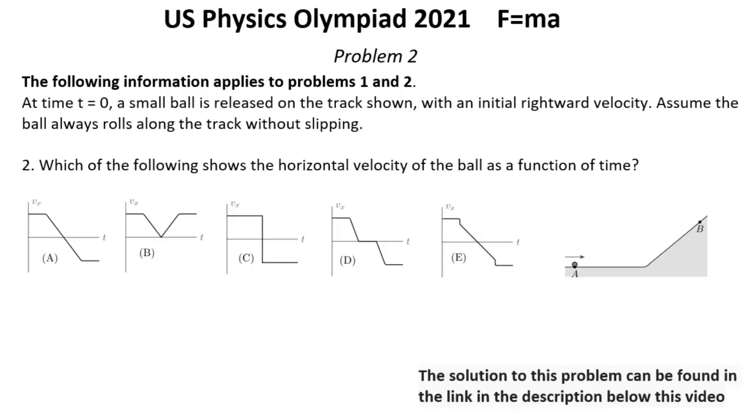As the ball climbs up the hill to point B, its horizontal velocity decreases uniformly to 0, then very quickly increases in magnitude when it goes through the curve again. Therefore, the answer is E. And that was the solution for problem number 2.